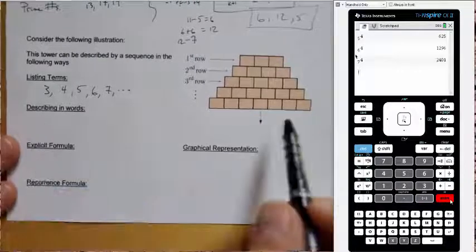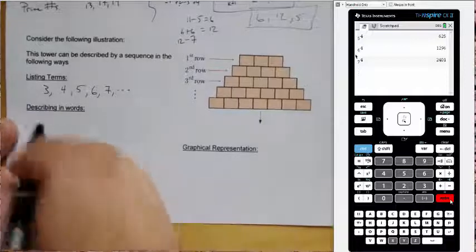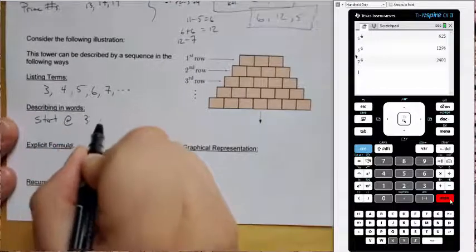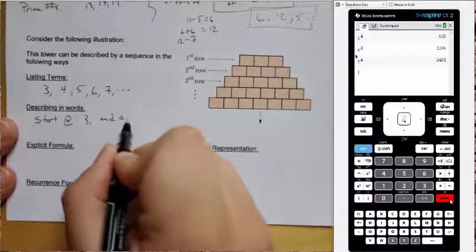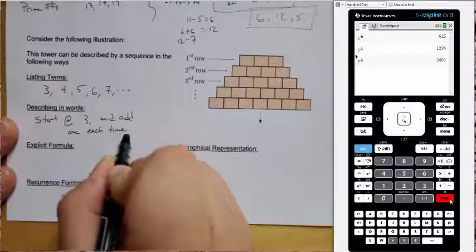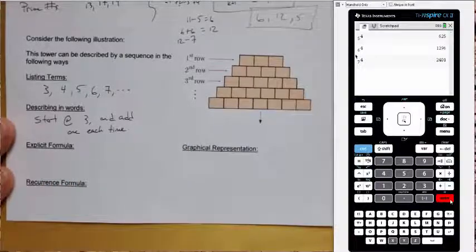How would you describe this sequence? I think this sequence starts at 3, and then add 1 each time to get to the next term.